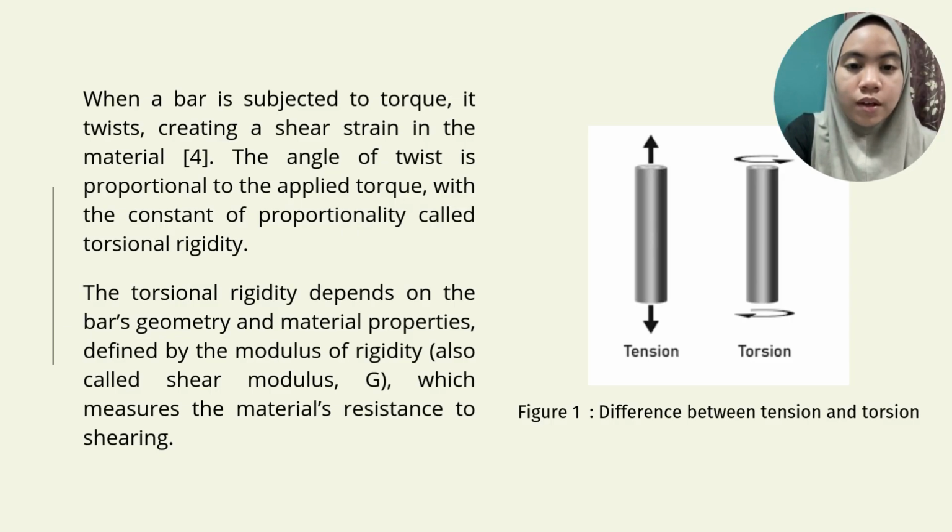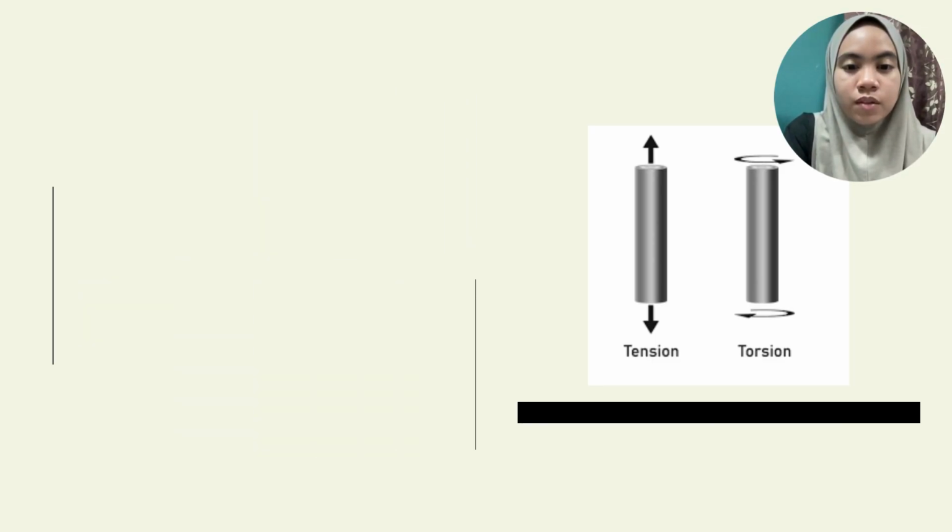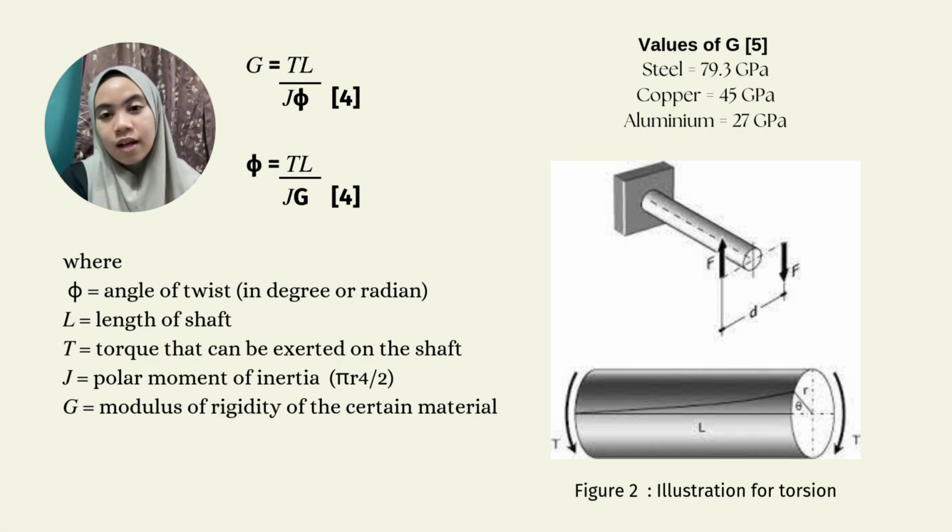So in figure 1 here, we have two different rods that show the difference between tension and torsion. Alright, for this slide, as you can see, we have two different formulas there, the top formula to calculate G, and the bottom formula to calculate V, which is the angle of twist. But it actually came from the same formula. So let me explain first what the elements are that we use in this formula.